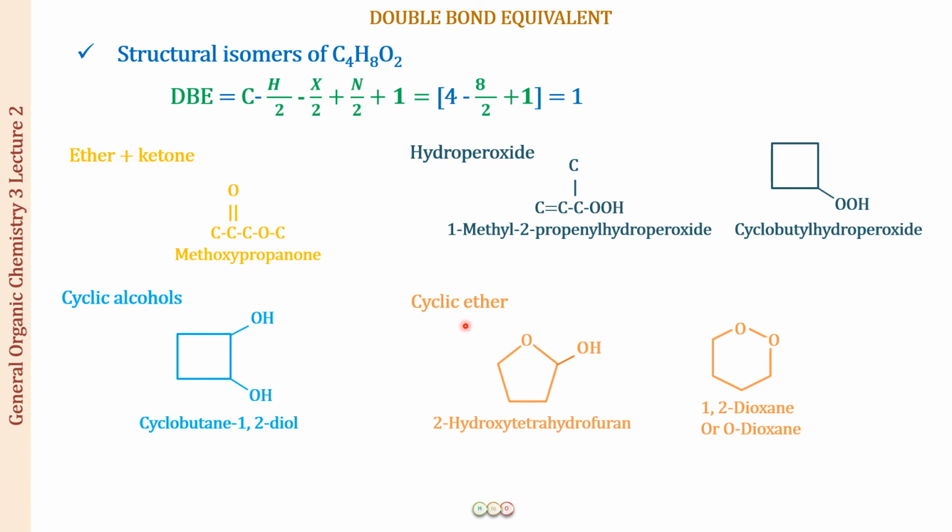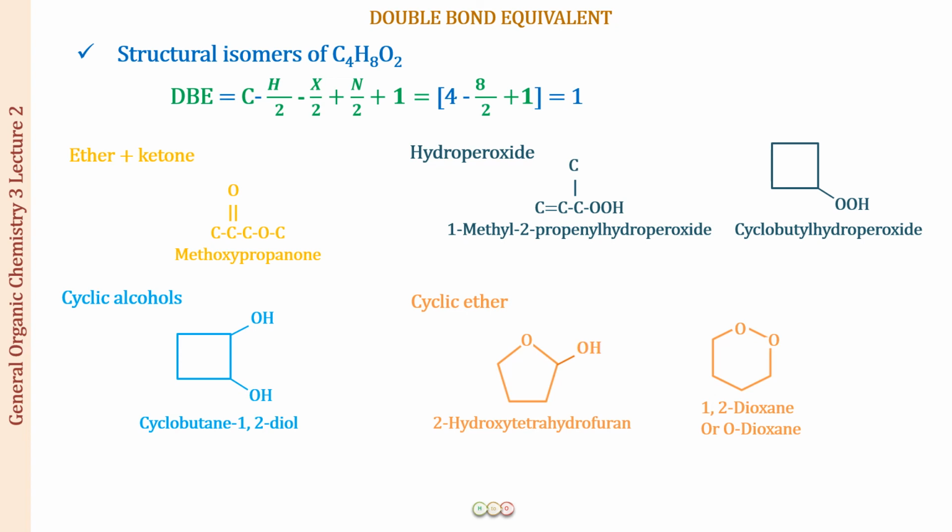Next, I can have a cyclic ether. Along with that, I can have an OH group. So this is going to again put up my two oxygens. So in this structure, we have a pentagon with the cyclic ether, and the ring containing the ether oxygen is called tetrahydrofuran, and there's an OH group at position number 2. So this is called 2-hydroxytetrahydrofuran.